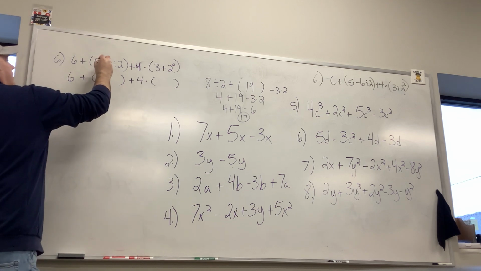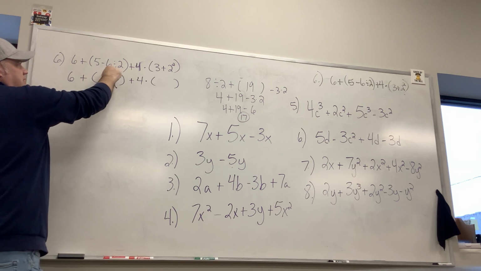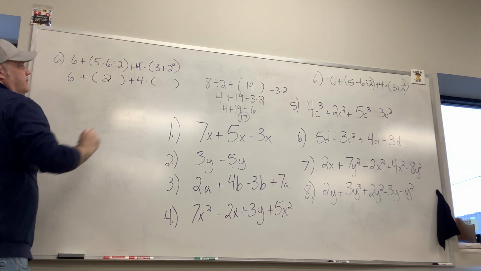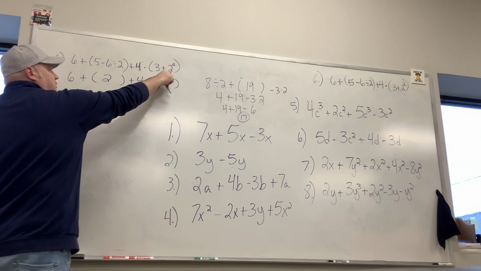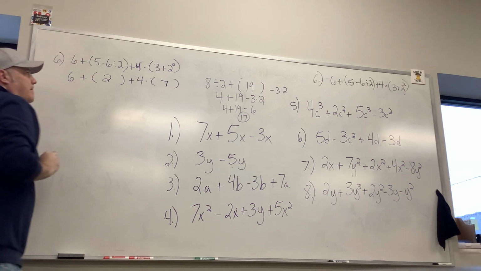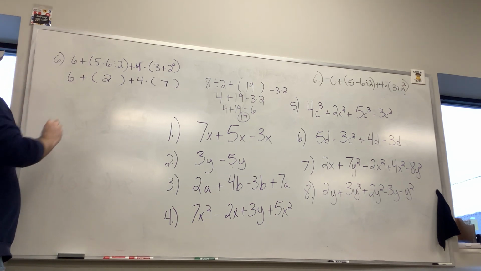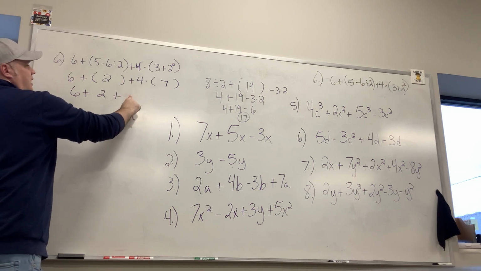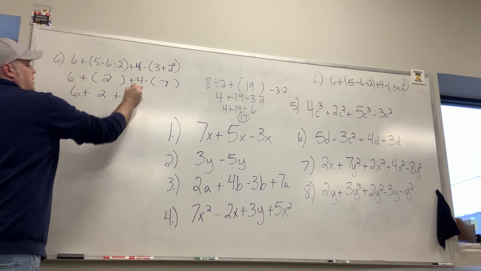So 5 minus 6 divided by 2, I have to do the 6 divided by 2 first. So the 6 divided by 2 is 3, 5 minus 3 is 2. Over here I have to do the exponent first. 2 times itself is 4, 3 plus 4 is 7. Okay, then I've got to do the multiplication next. 4 times 7 is 28.